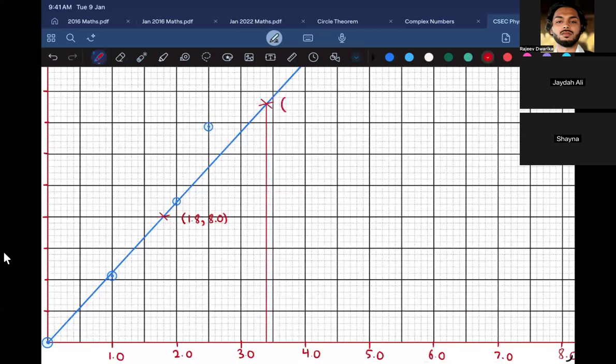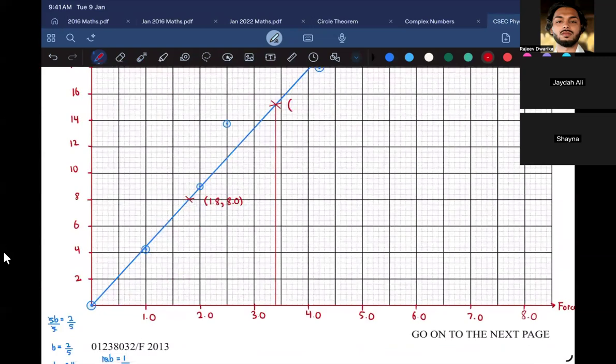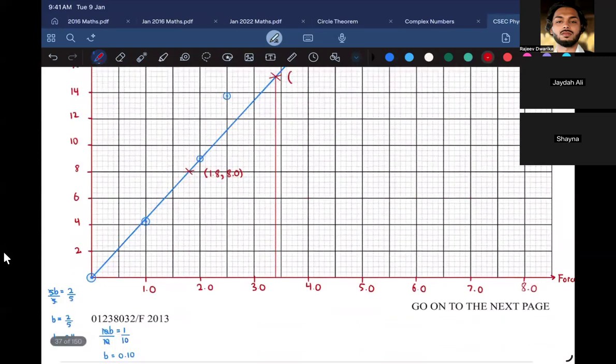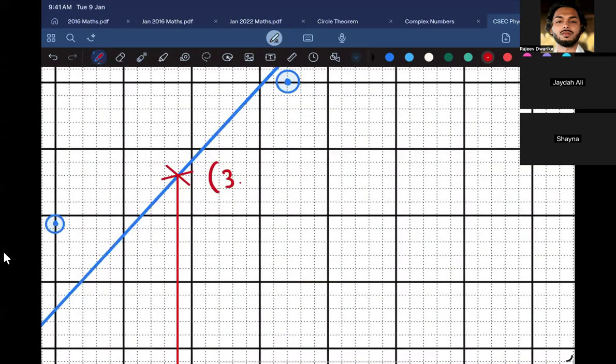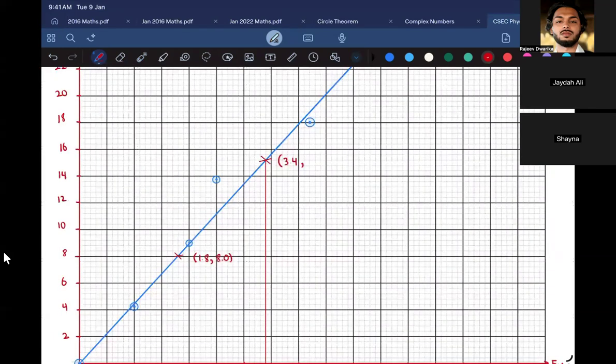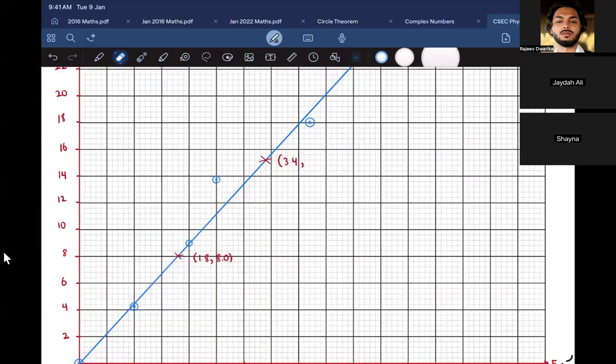You could scroll down a little bit, please. The X value, I don't think you need to see any more information to figure it out. 3.4. Yeah, it'll be 3.4. Okay, 3.4. And now we need to figure out what's the Y value. That's looking like what? 15.2. 15.2, that's correct.